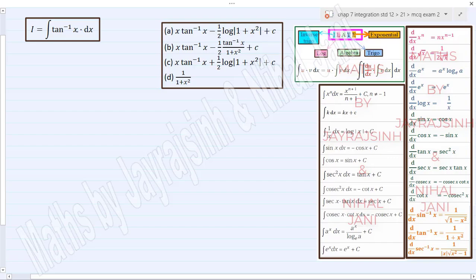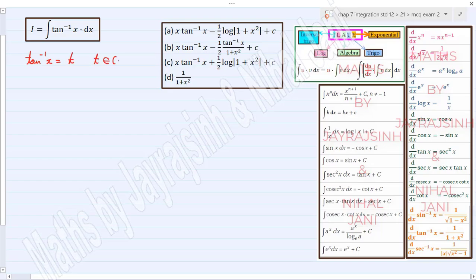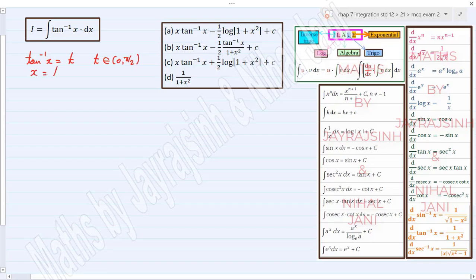Here we have to integrate tan inverse x, which is a term of inverse trigo. So we can apply the multiplication rule. I never like inverse trigo terms, so I always prefer to assume tan inverse x is equal to our new variable t, where t belongs to 0 to pi by 2. So we can get x is equal to tan t.